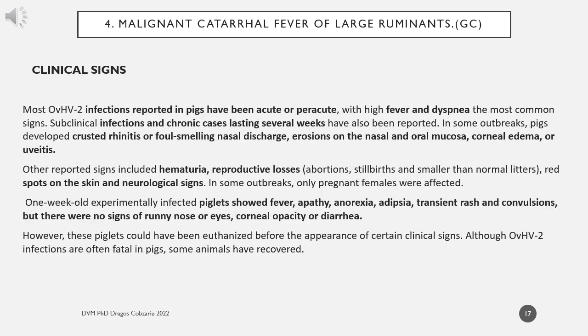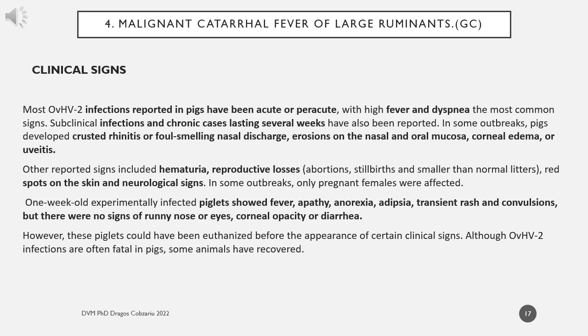Most HV2 infections reported in pigs have been acute or peracute, with high fever and dyspnea the most common signs. Subclinical infections and chronic cases lasting several weeks have also been reported. In some outbreaks, pigs developed crusted rhinitis or foul-smelling nasal discharge, erosions on the nasal and oral mucosa, corneal edema, or uveitis. Other reported signs included hematuria, reproductive losses, abortions, stillbirths and smaller than normal litters, red spots on the skin and neurological signs. In some outbreaks, only pregnant females were affected.